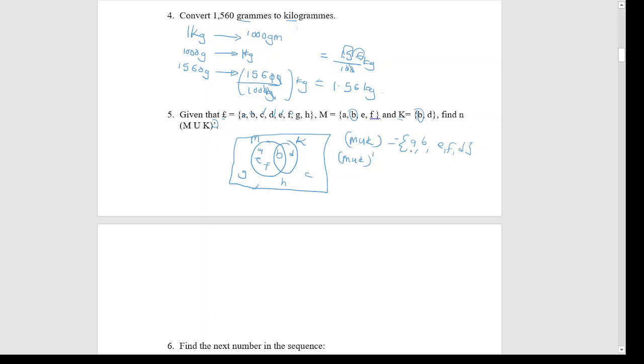These ones who are not here. So we have a member like G, then H and C. Then the question wants us to get the number. The question wants us to count them. So how many are there? 1, 2, 3. So they are 3. So there are 3 members, or there are 3 elements, or there are 3 letters. Therefore, we are now continuing.